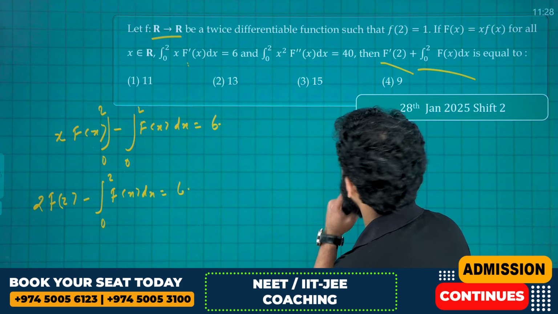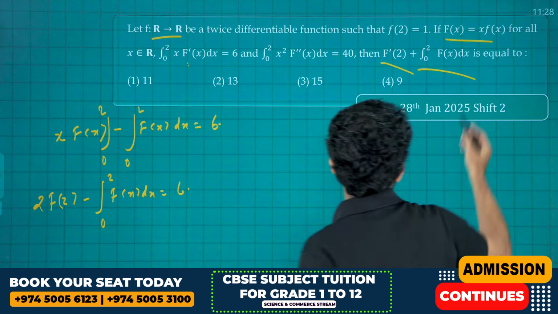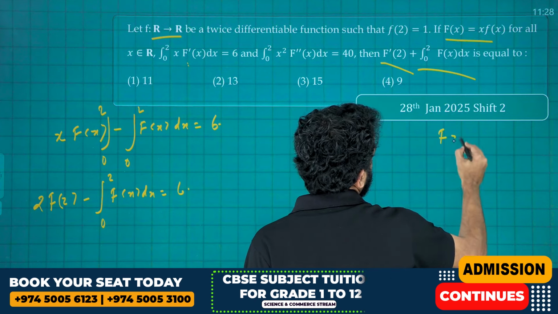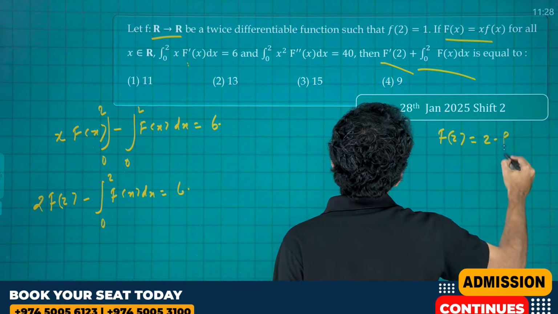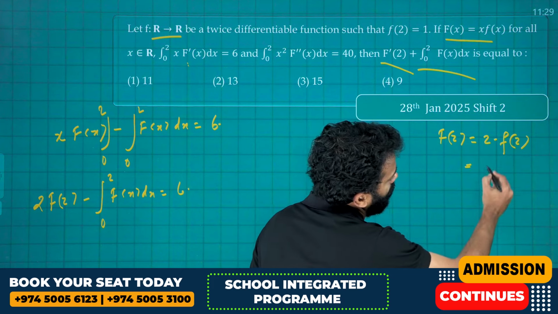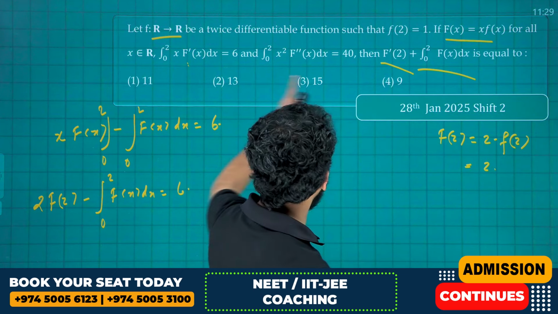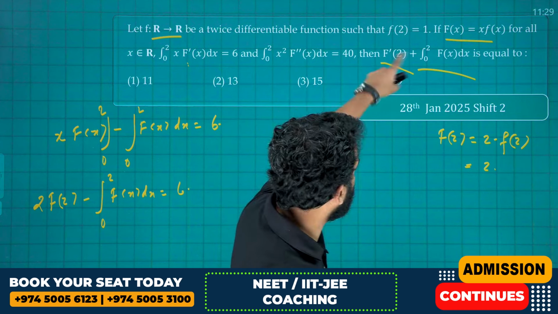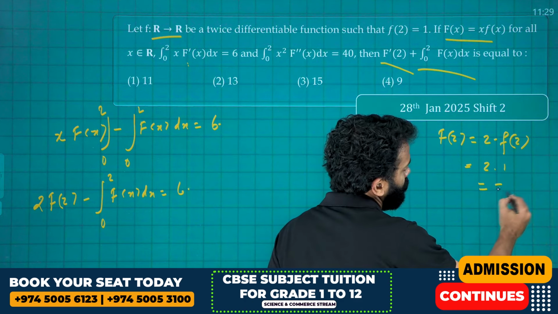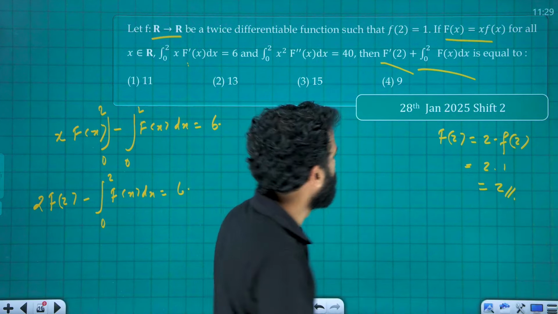And what is capital F of 2? From here we can formulate capital F of 2, right? That is capital F of 2 is equal to 2 into f of 2. What is the value of f of 2? F of 2 is 1, right? Therefore 2 into 1, that is 2. Okay, so 2 is the result here.